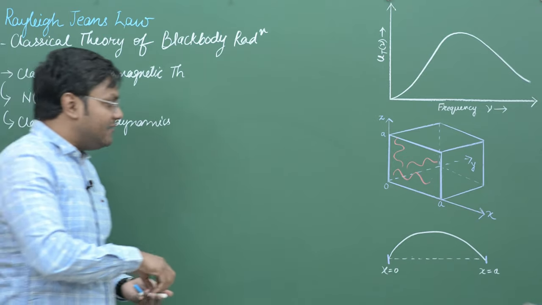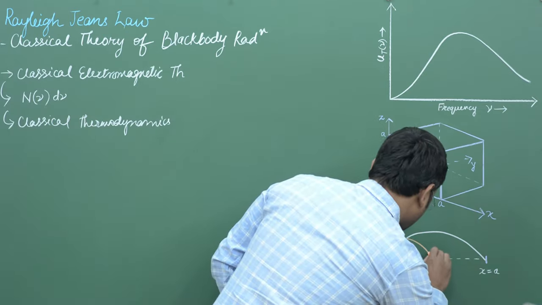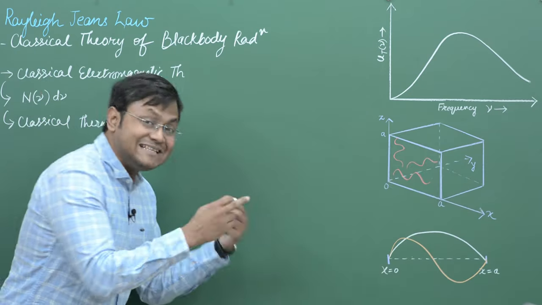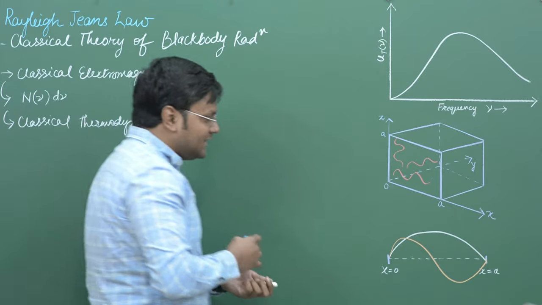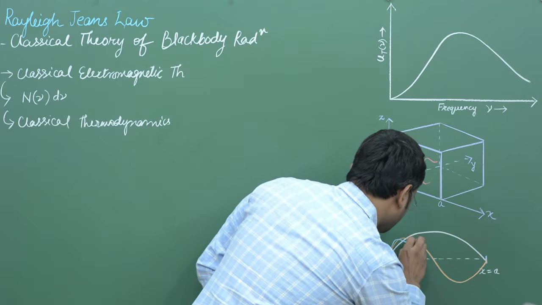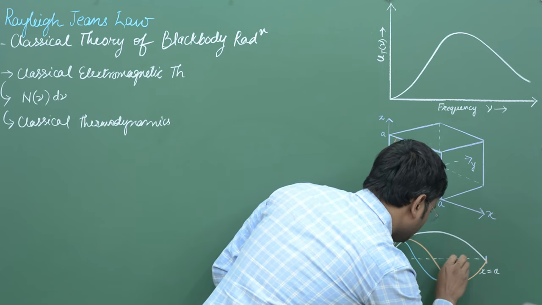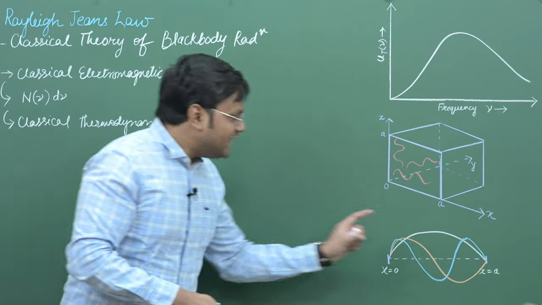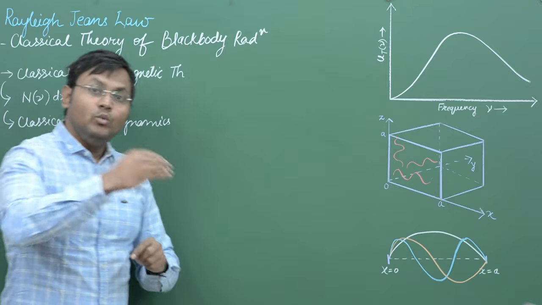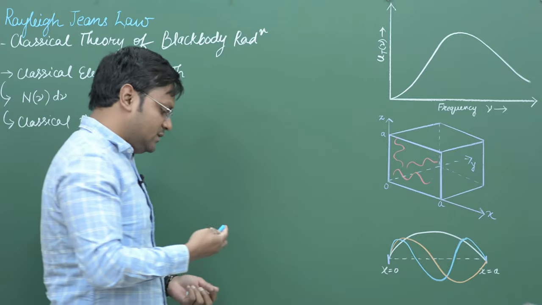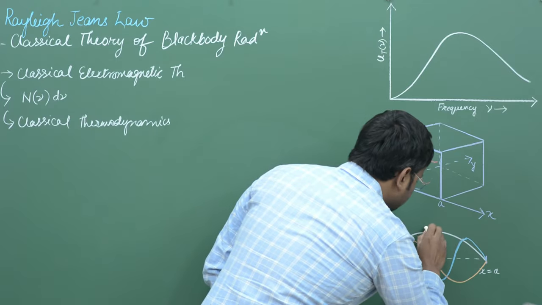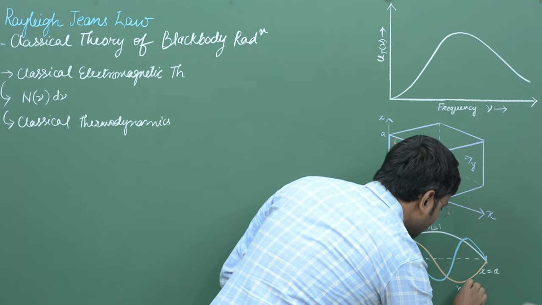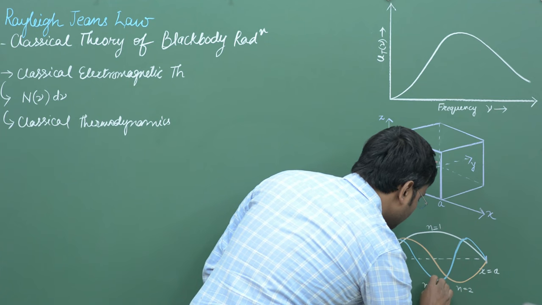Another wave that we can have is something like this, where the distance between the walls will be equal to exactly one wavelength. Another one that we can have will be something like this. So you can see that we can associate an integer with all possible standing waves. Let's suppose this corresponds to n equal to 1, this corresponds to n equal to 2, this corresponds to n equal to 3.